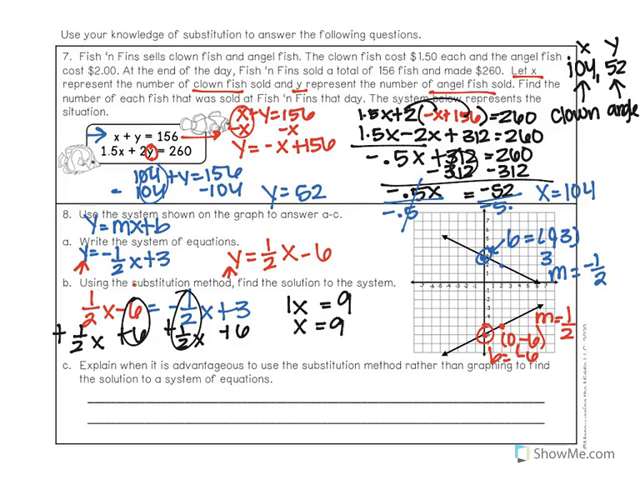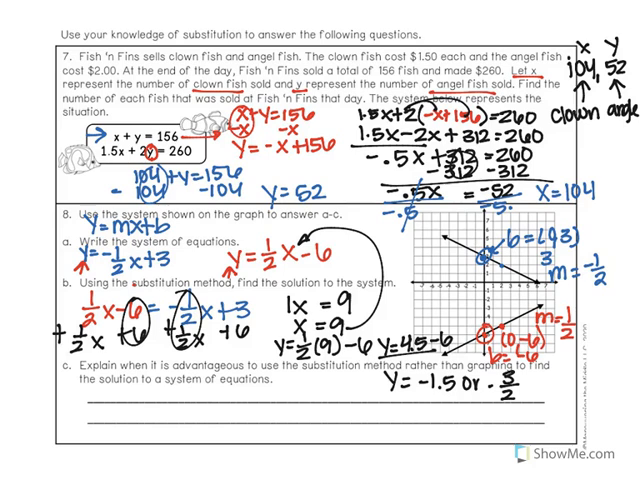Now I can plug that into the x value, and I'm going to choose to plug it into this one right here. So that's going to be y is equal to 1/2 times 9 minus 6. And then y is equal to 1/2 of 9, which is going to be 4.5 minus 6. And when I solve that, y is equal to negative 1.5 or negative 3/2. So my coordinate point is going to be my x value, 9, and my y value I'll write as a fraction, negative 3/2.